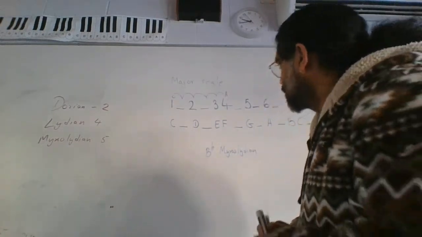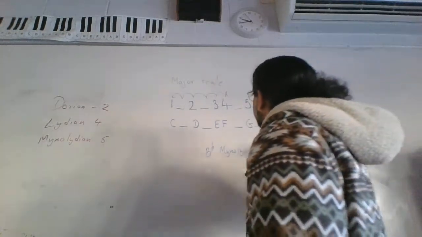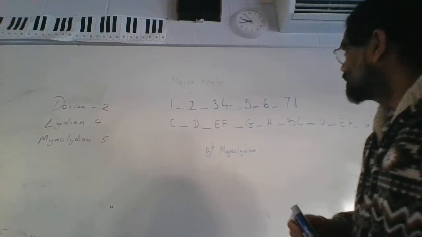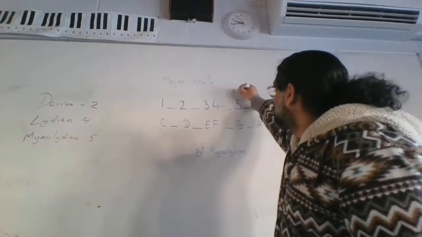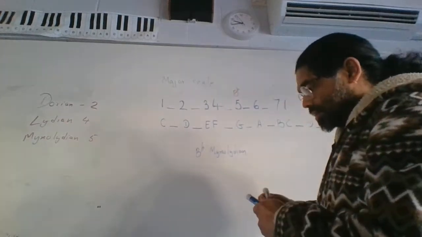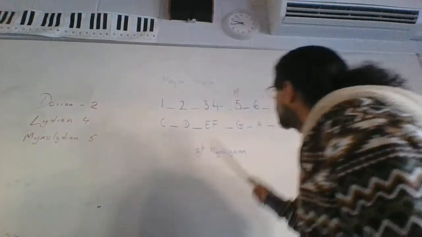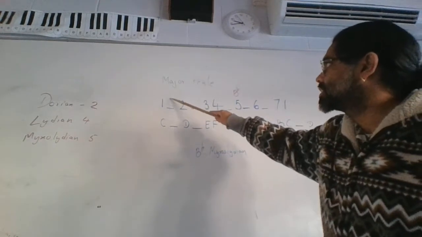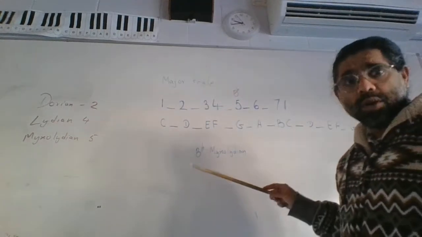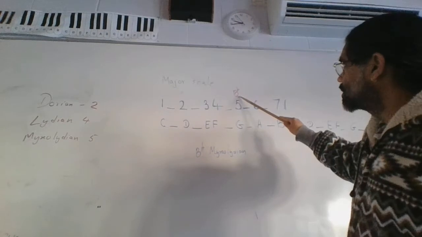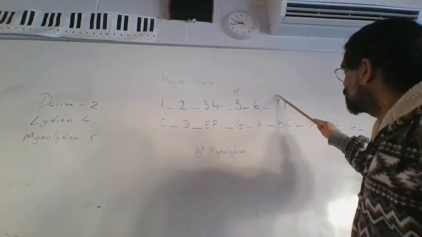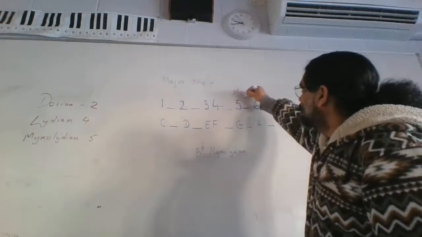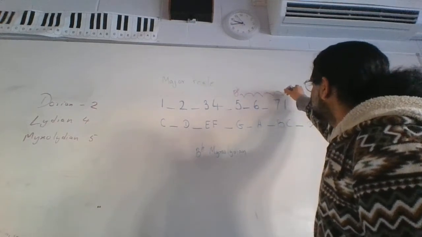Okay, so we need to start on 5. There's our 5, and we'll write B flat here. From B flat, we need to go 1, 2, 3, 4, 5, 6, 7 semitones that way, which is a long way. So why don't we go up? 1, 2, 3, 4, 5. That's only 5 steps.